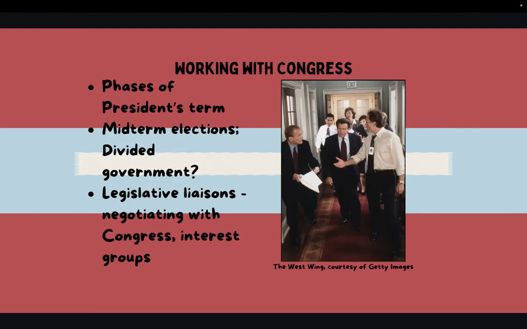I use this photo from this old show, The West Wing. I don't know if any of you have ever watched it. A lot has changed since it was made, but it's also pretty relevant in some ways too. So this would be the president's staff, and these are the folks who are working with Senator so and so and Representative so and so to try to get things done, to negotiate with Congress and interest groups and move forward the president's agenda.